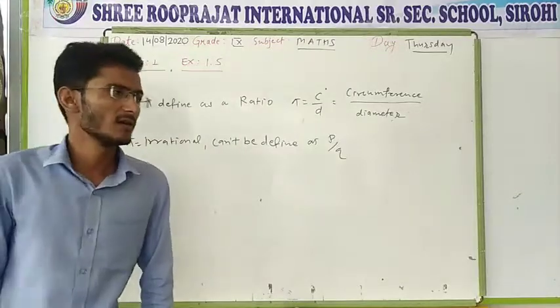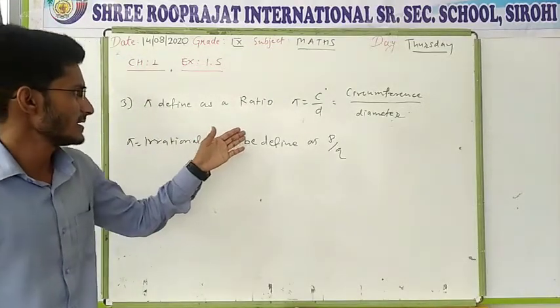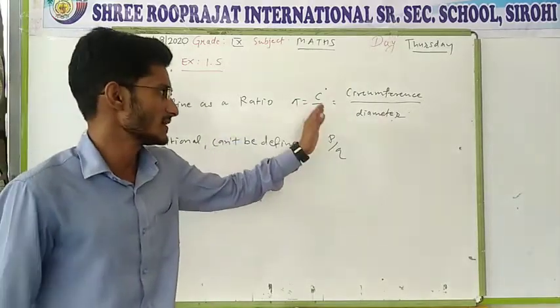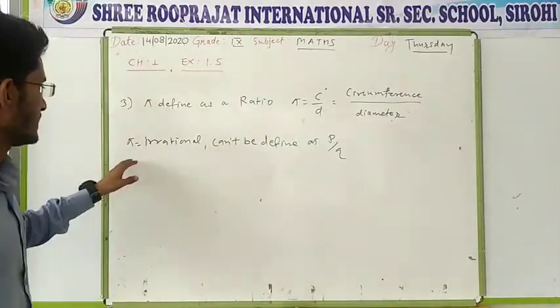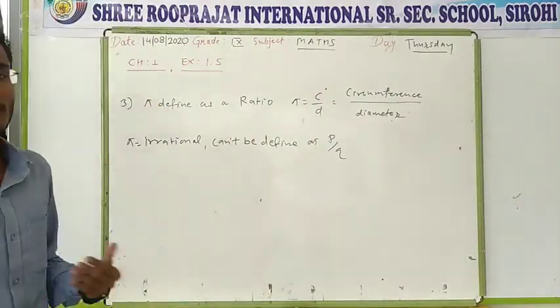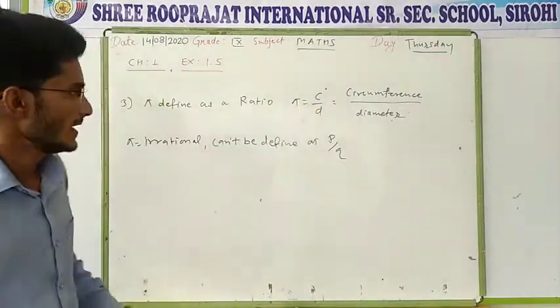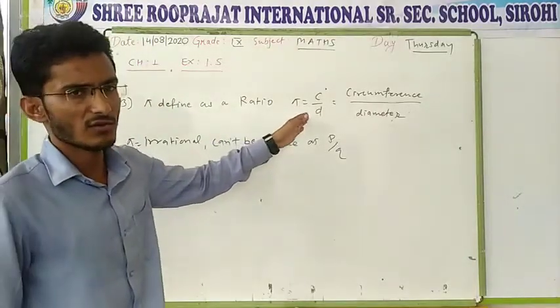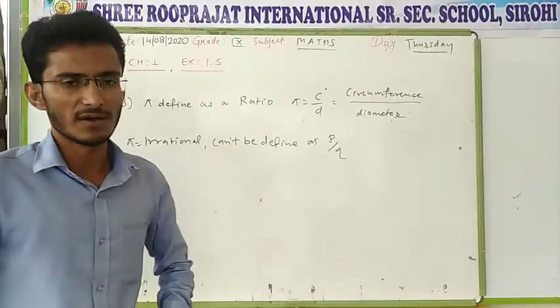Next question is, I am writing short, that pi is defined in ratio. The pi is equal to c by d, where c is circumference and d is diameter. But we know that pi is an irrational number which cannot be defined in form of p by q or in form of ratio. Then it is a contradiction. Here you are defining in form of p by q or c by d, but on one side you said that pi is an irrational number.